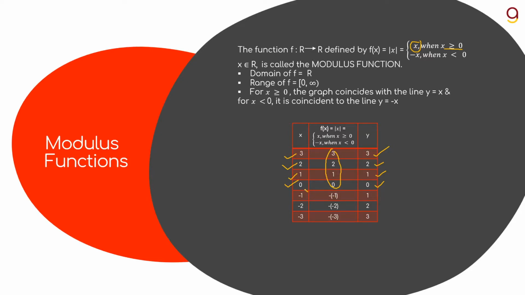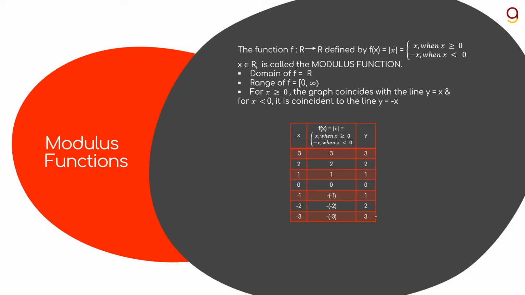But for negative numbers, what happens is we do minus of x, that is minus of the negative number. We have to do minus of the negative numbers. So minus of minus 1 will give us 1. Similarly, minus of minus 2 will give us 2. So all the negative numbers will give us a positive output.